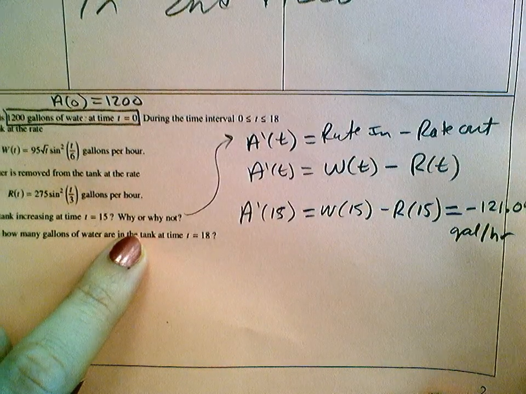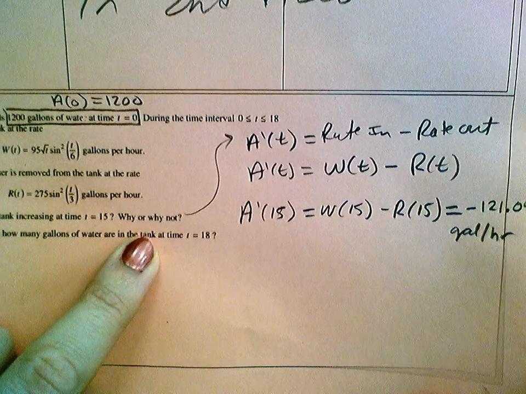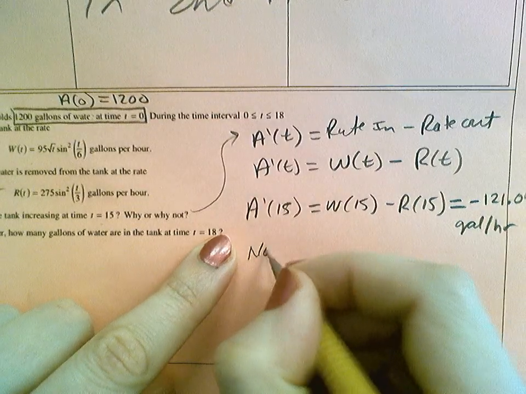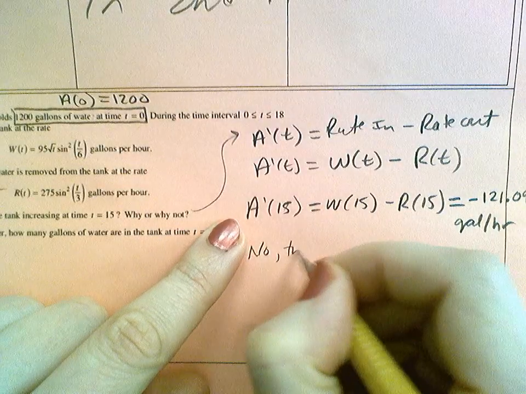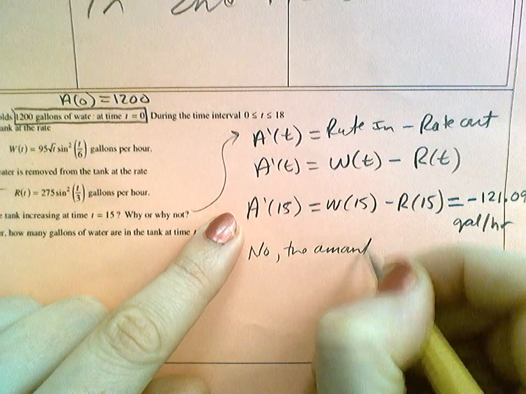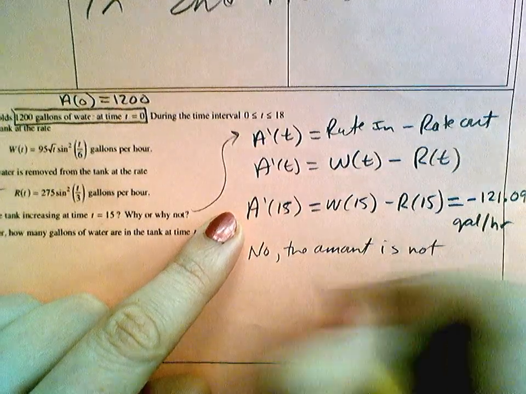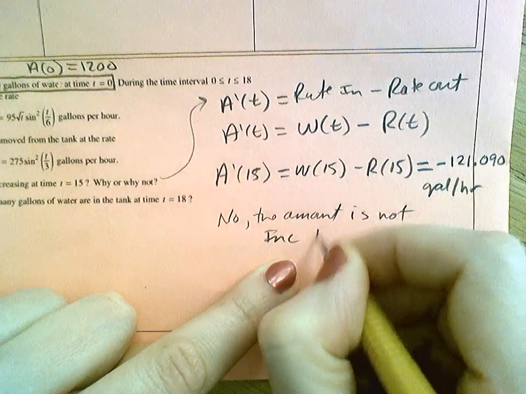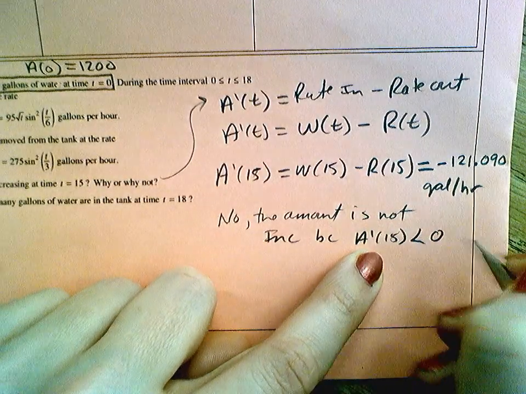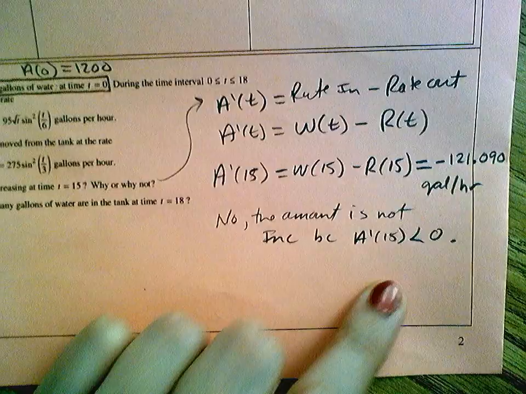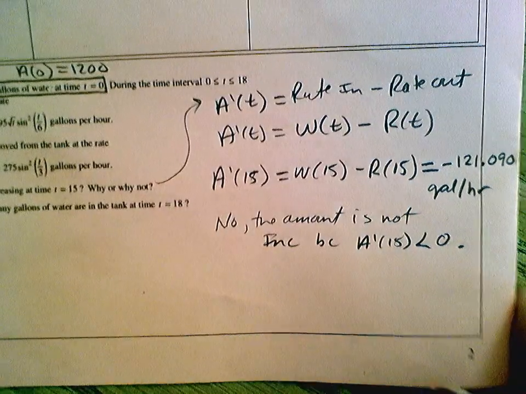And then, okay, so is the amount increasing? Okay, so no, the amount is not increasing because A prime of 15 is less than 0. Okay, so that was part A.